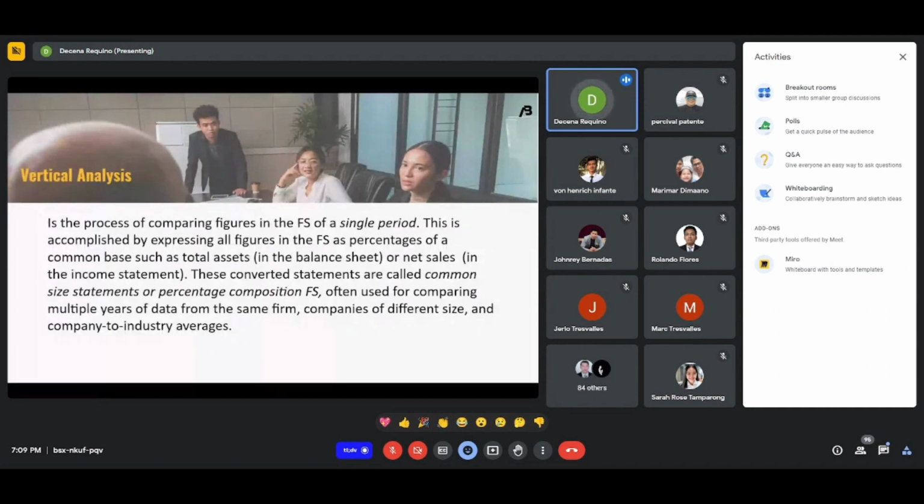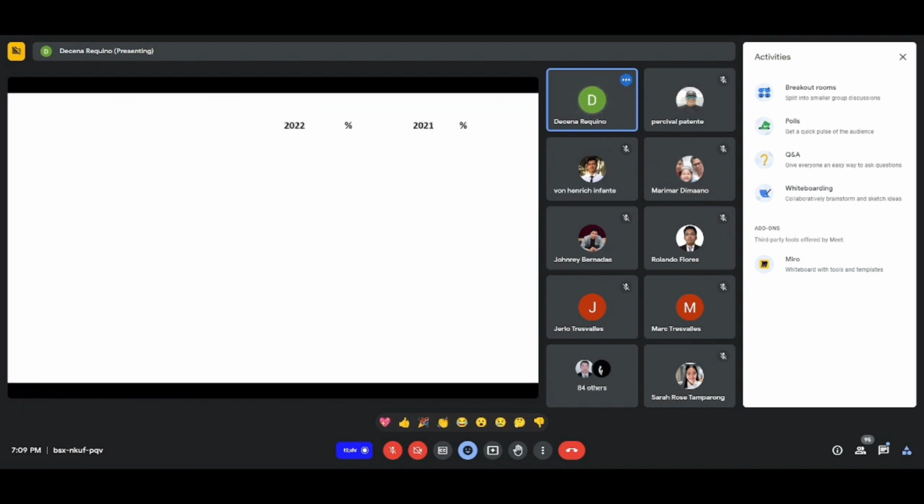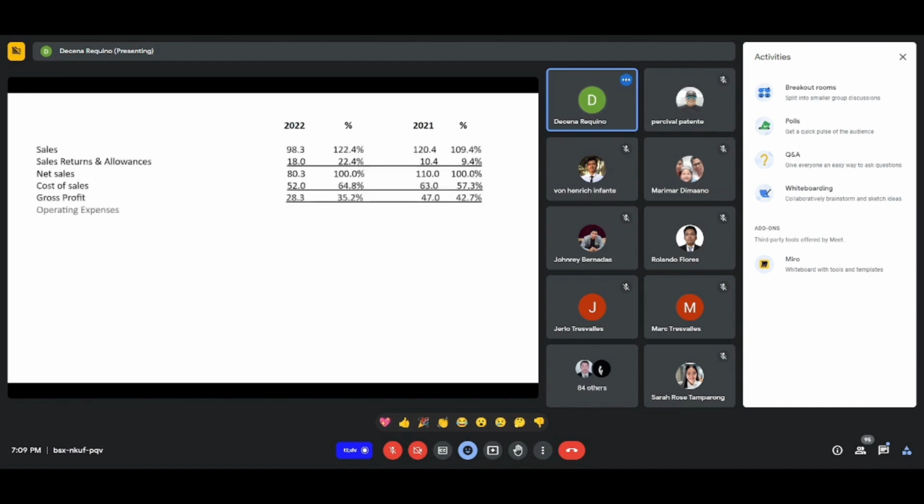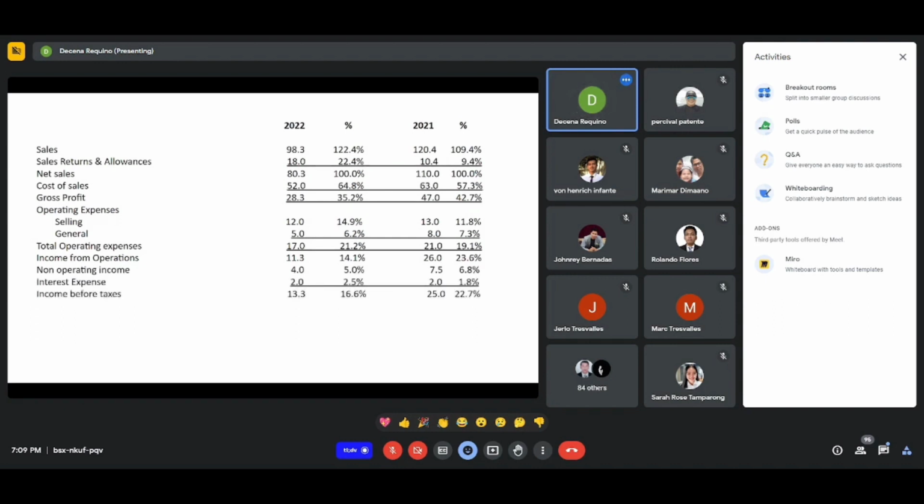So parang sa vertical analysis, single period lang yung ginagamit. Tapos ganito yung sample niya pag vertical analysis. Pagkuha ng percentage. Ito lang kasi sa sinample ko, dalawa yung year pero pwede siyang single period. For example, itong 2022.